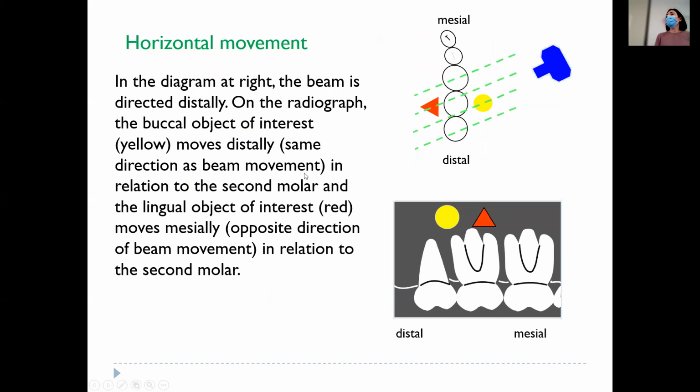Horizontal movement. So in the diagram at the right, the beam is directed distally. So then the opposite happened, but it's the same thing. It's tracking with the beam going distal, so the buccal object moved distal. On the radiograph, the buccal object of interest moves distally, same direction as the beam in relation to the second molar, and the lingual object of interest moved mesially in relation to the second molar.